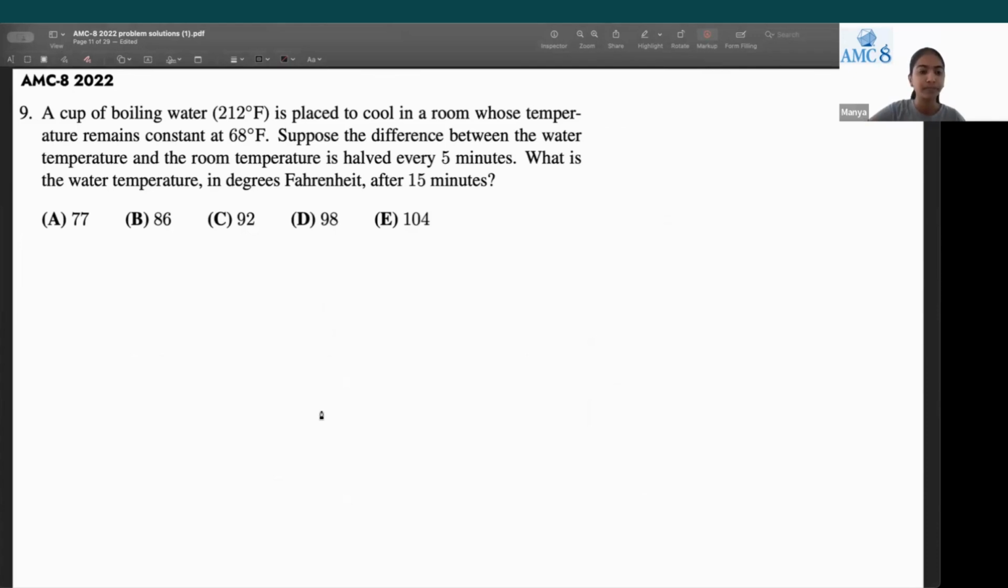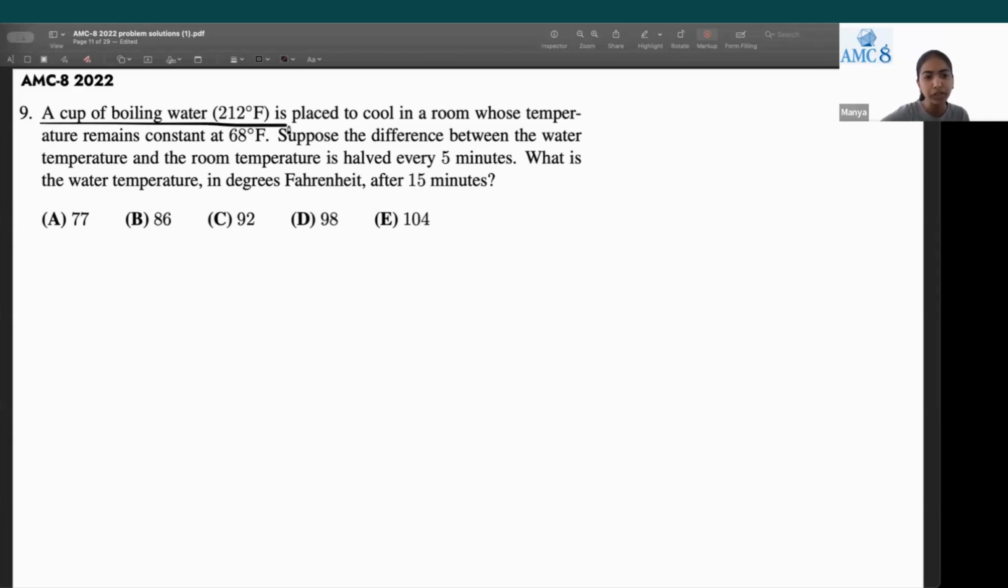Problem number 9. A cup of boiling water, 212 degrees Fahrenheit, is placed to cool in a room whose temperature remains constant at 68 degrees Fahrenheit. Suppose the difference between the water temperature and the room temperature is halved every 5 minutes. What is the water temperature in degrees Fahrenheit after 15 minutes?